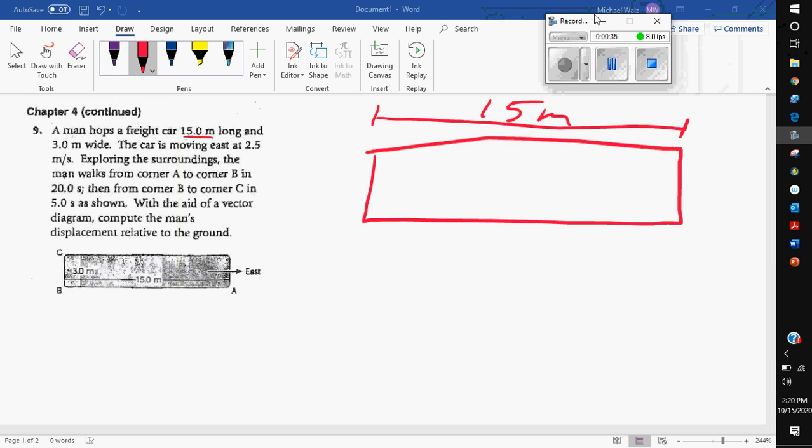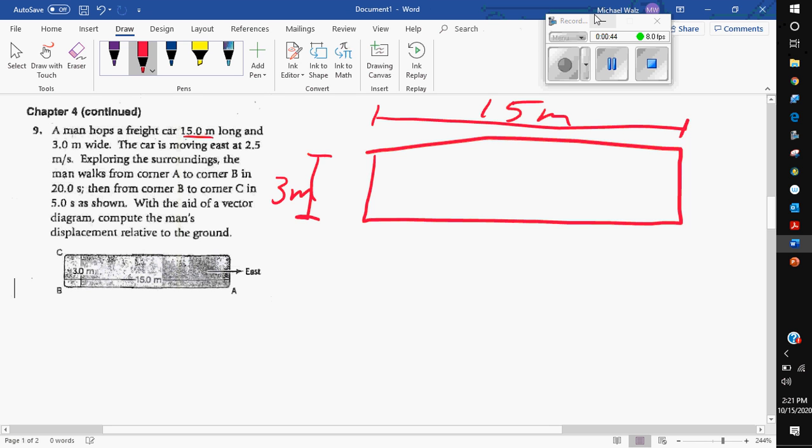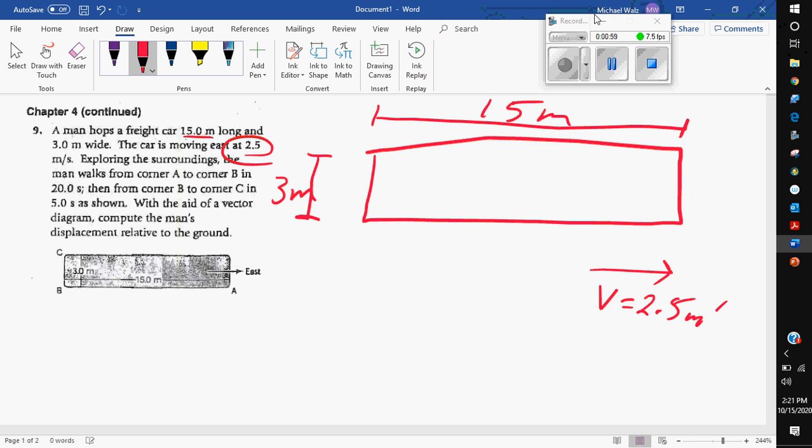So this car or vehicle is 15 meters long and 3 meters wide. Okay, so I've got to put that in. Sometimes I tell stuff that doesn't help, but it's better to have too much than not enough. The car is moving east at 2.5 meters per second. So there's a velocity here that's 2.5 meters per second.